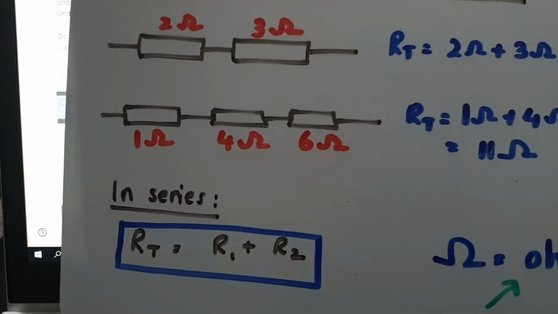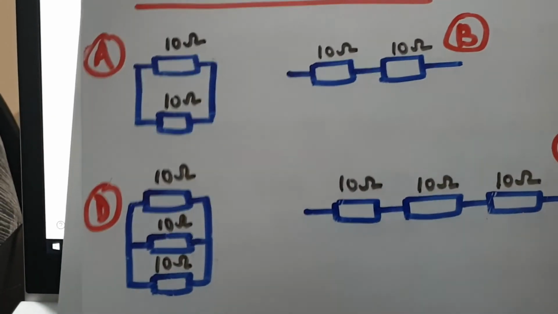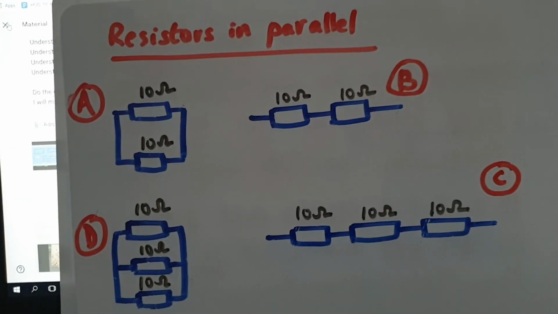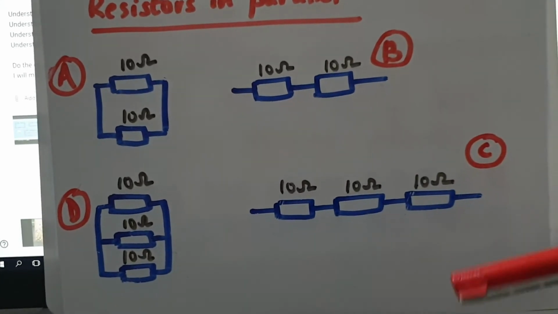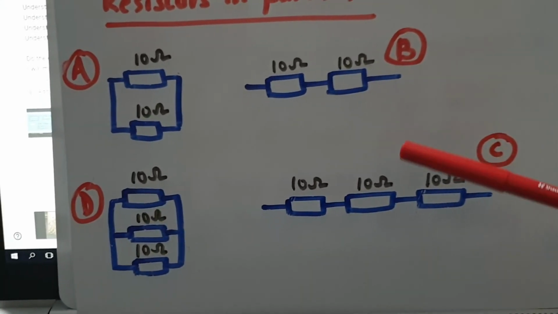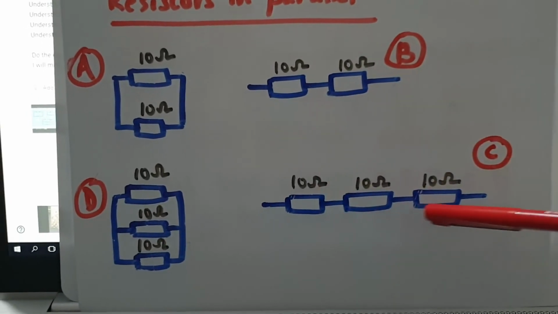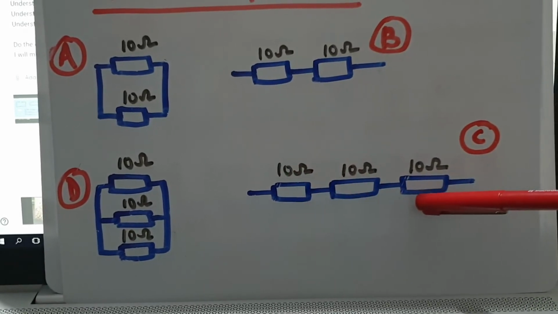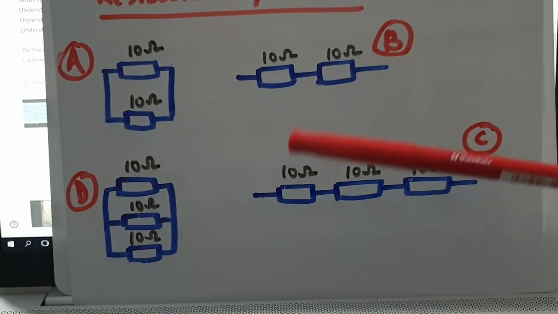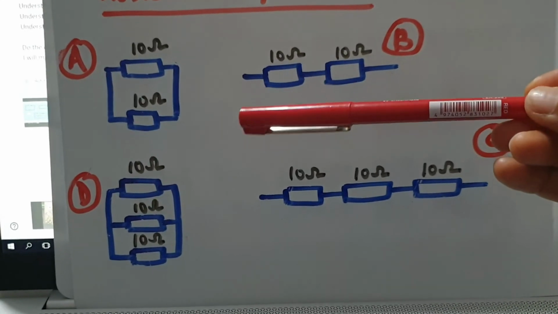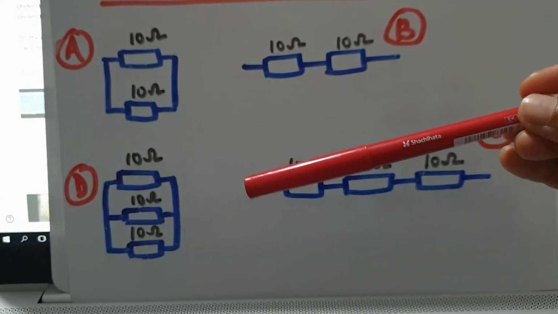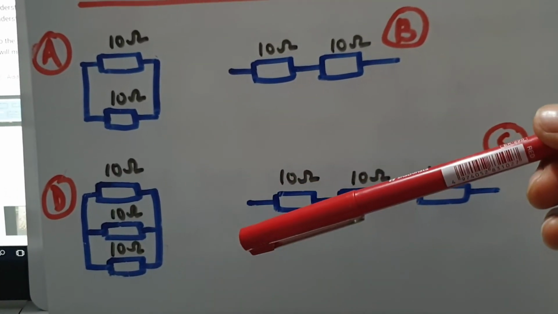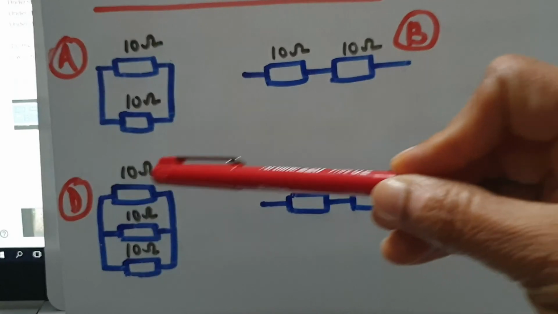I'll bring back the other sheet. This is from one of the questions that you had on the question sheet under total resistance. The question was, which one is the greatest resistance? Which one's the least? So the more resistors you have in series, if they're all the same value, your number C will be the greatest resistance. It adds up to 30 ohms. Now, when you have resistors in parallel, the total resistance decreases, not increases, because it's easier for the current to flow when there are more pathways. So the least resistance will be number D.